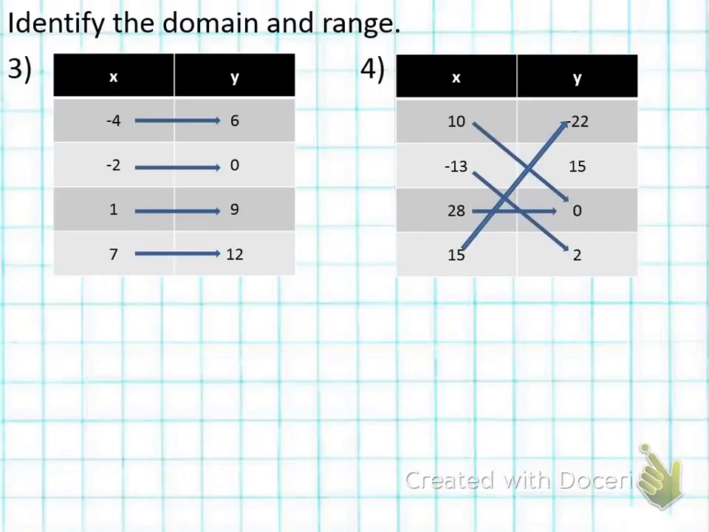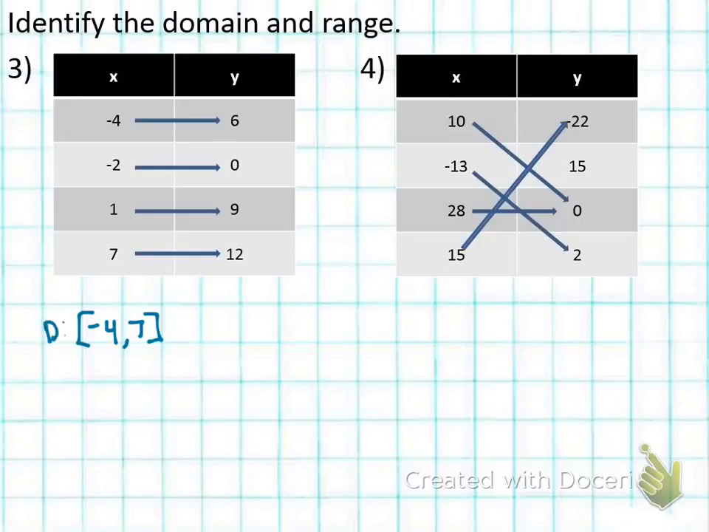Range is 6, 0, 9, and 12. Okay, on all of our ingredients, is there any time that if you put an ingredient in, you get 2 products or outputs? No. So is this a function? Yes or no? Yes, it is. Okay. What are the ingredients from smallest to greatest? What's the smallest ingredient up there? -4. Good. So this one's supposed to be easy. Which one's the largest one? 7, right?